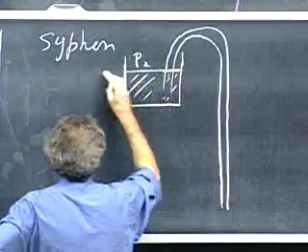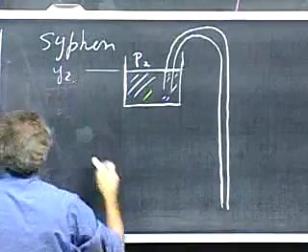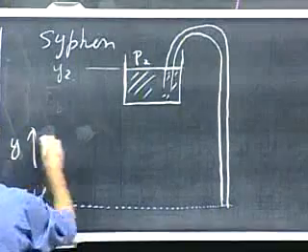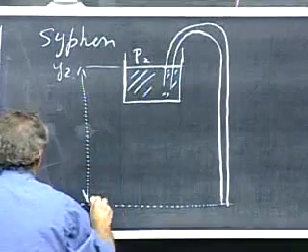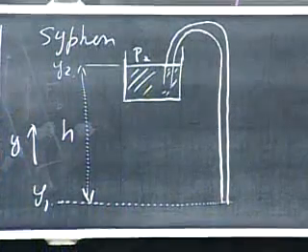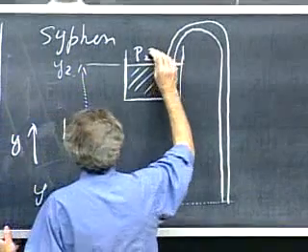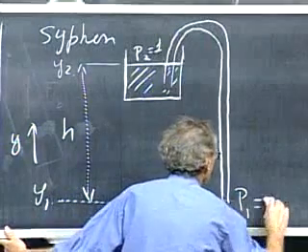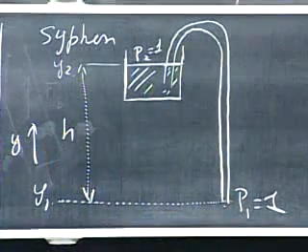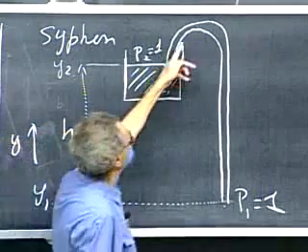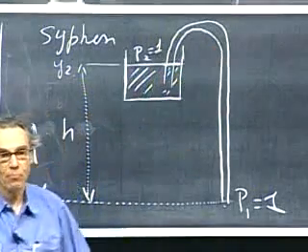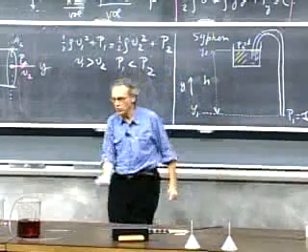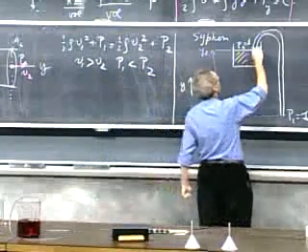This level is Y2, this is Y1, with increasing value of Y. This height difference is H. P2 is 1 atmosphere. I put a 1 there, it's atmosphere. And here, if it's open, then P1 is also 1 atmosphere. So there's air in here, and there's liquid in here. I take this open end in my mouth, and I suck the water in so that it's full with this water.